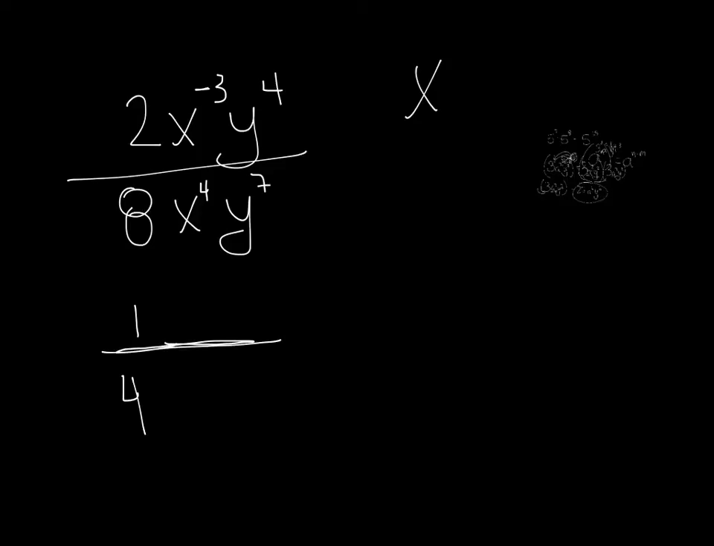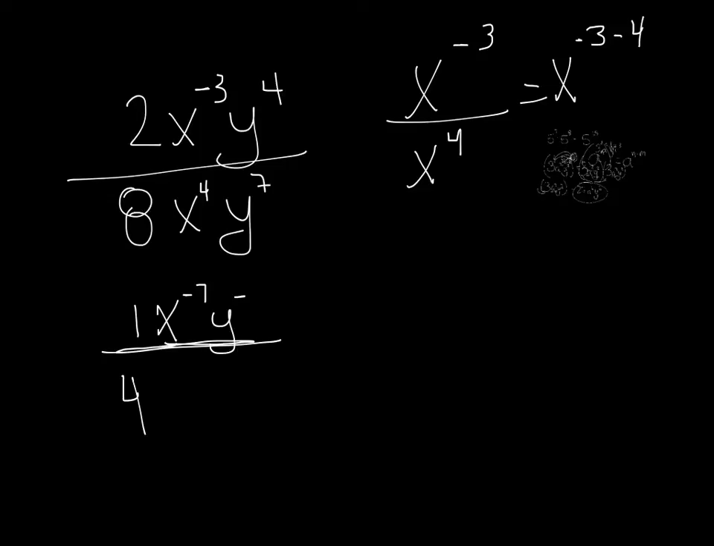So x to the negative 3rd over x to the 4th is the same thing as x to the negative 3 minus 4, or x to the negative 7. So I'm going to write x to the negative 7. And then same with the y's. 4 minus 7 is y to the negative 3rd. But I'm not quite done yet.